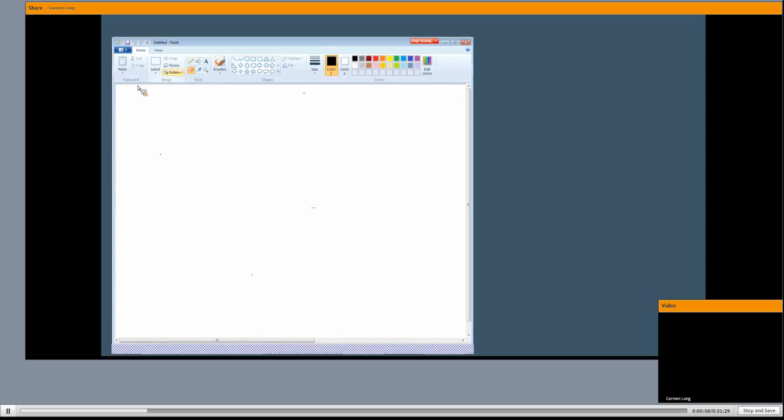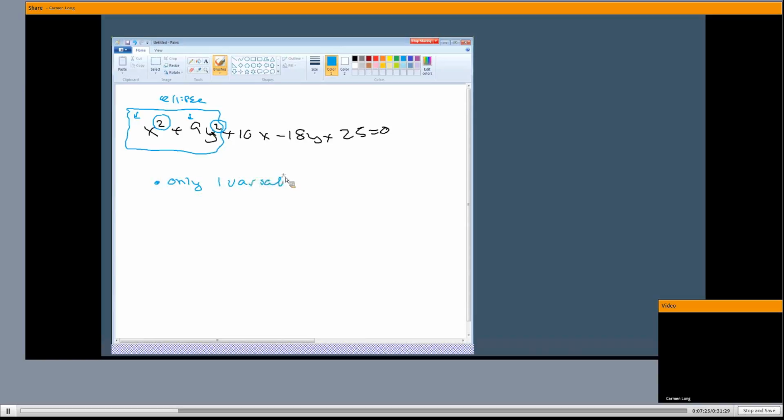I was going to tell you which of the major axes was, but I don't even think you need to know that. All right, so here's the kind of the checklist to look at. If only one variable is squared, it's a parabola.